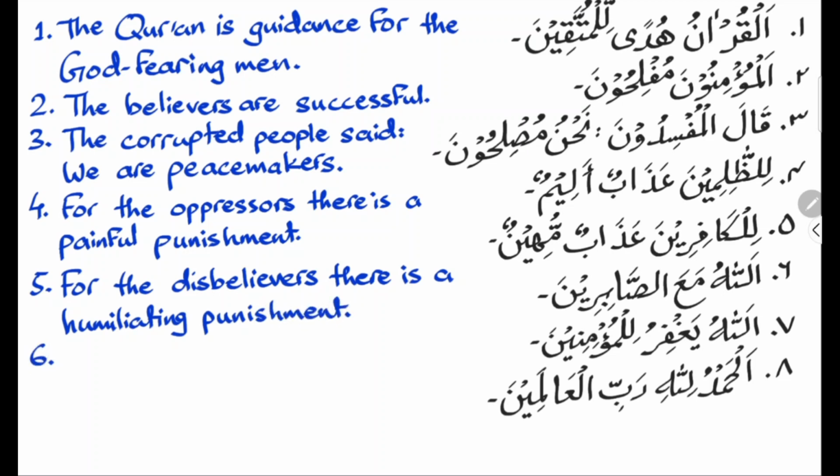Number 6. Allahu ma'as sabirina. Allah is the mubtada. Ma'a means with. So Allah is with. As-sabirina is the plural of as-sabir, which means those who are patient. Allah is with the patient ones.